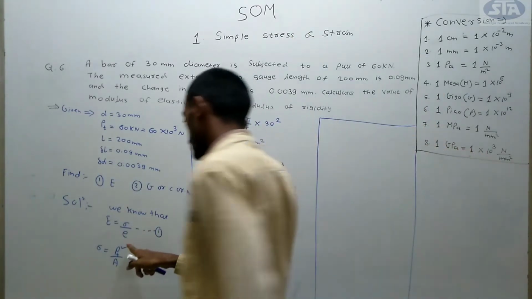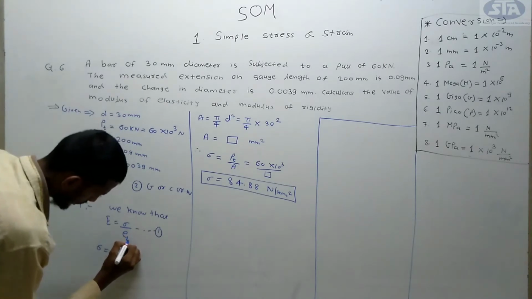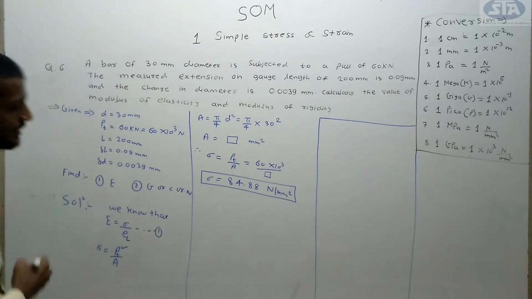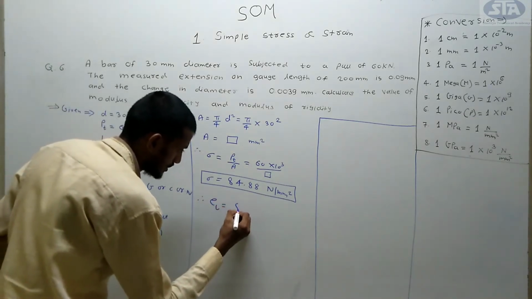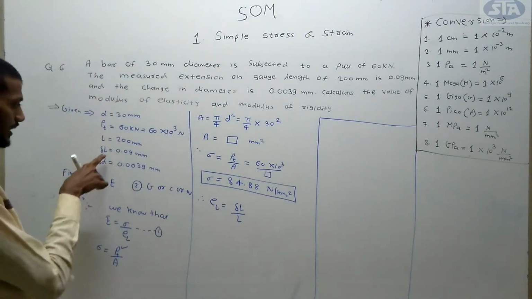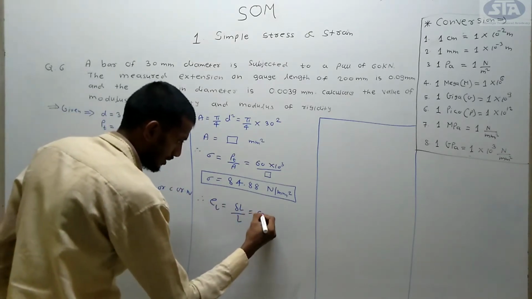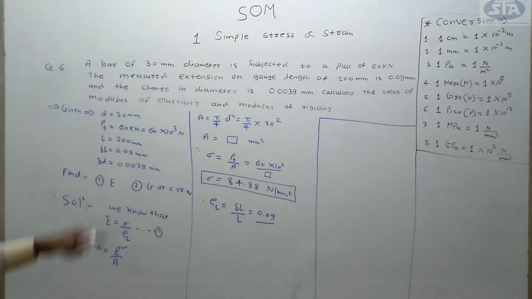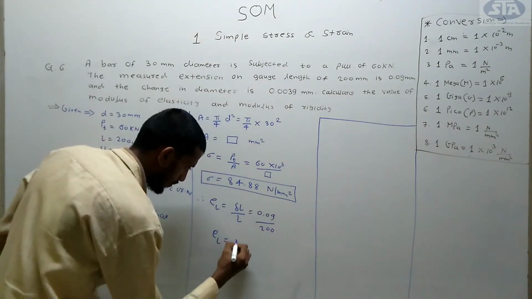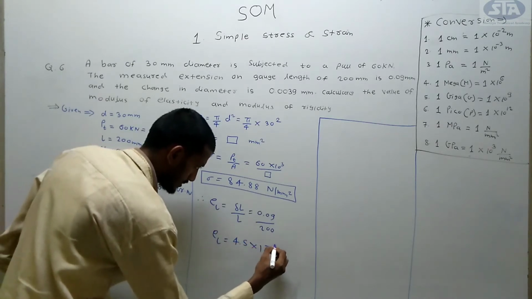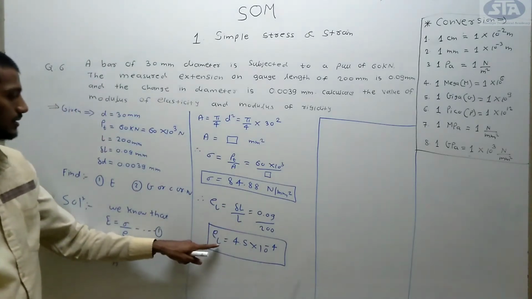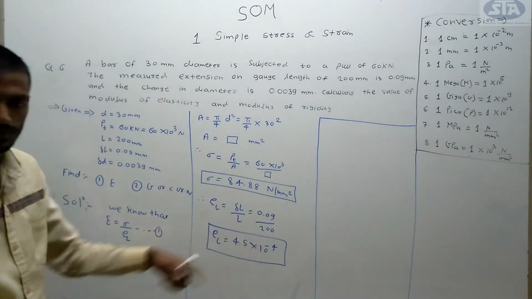So here we have to take linear strain. How can you calculate linear strain? Linear strain is change in length upon original length. That change in length is already given as 0.09, divided by original length which is 200. The answer is 4.5 into 10 raised to minus 4, which has no unit. So you will get linear strain as 4.5 into 10 raised to minus 4.